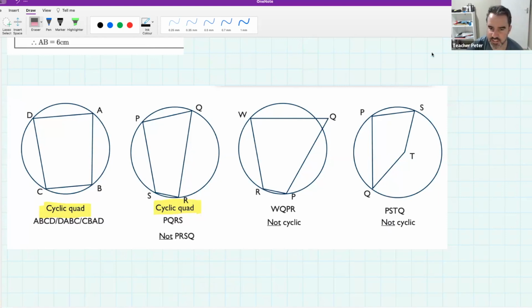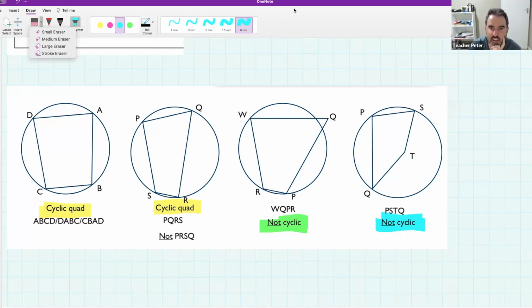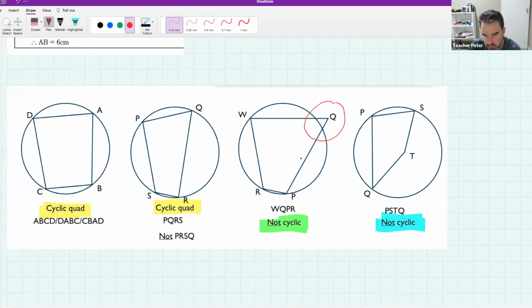Okay, cool. So basically, the two yellow ones are cyclic quads. The green one is not cyclic, and this one is not cyclic, right? And the reason is that the vertices Q are not on the circumference of the circle, and here the vertex T is actually inside the circle. So in order to be a cyclic quad, you need to have all four of your vertices on the circumference of a circle. Okay, so that is what a cyclic quad is.